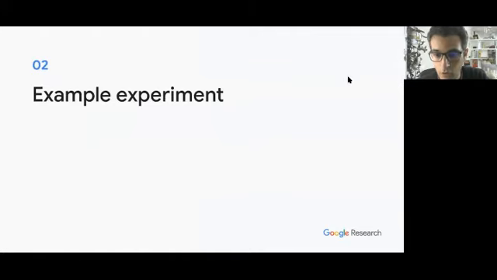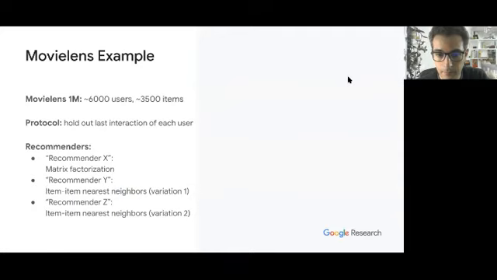Next, I will give a concrete example on the MovieLens dataset. This is an experiment on MovieLens 1 million, which consists of about 6,000 users and 3,500 items. The protocol is to hold out for each user the last relevant item, or the last interaction, for evaluation. We trained and evaluated 3 recommenders. The particular algorithms do not matter for the purpose of this experiment, so I will simply call them X, Y, and Z. The goal here is not to make a statement about the quality of the algorithm, but rather about the evaluation protocol itself.